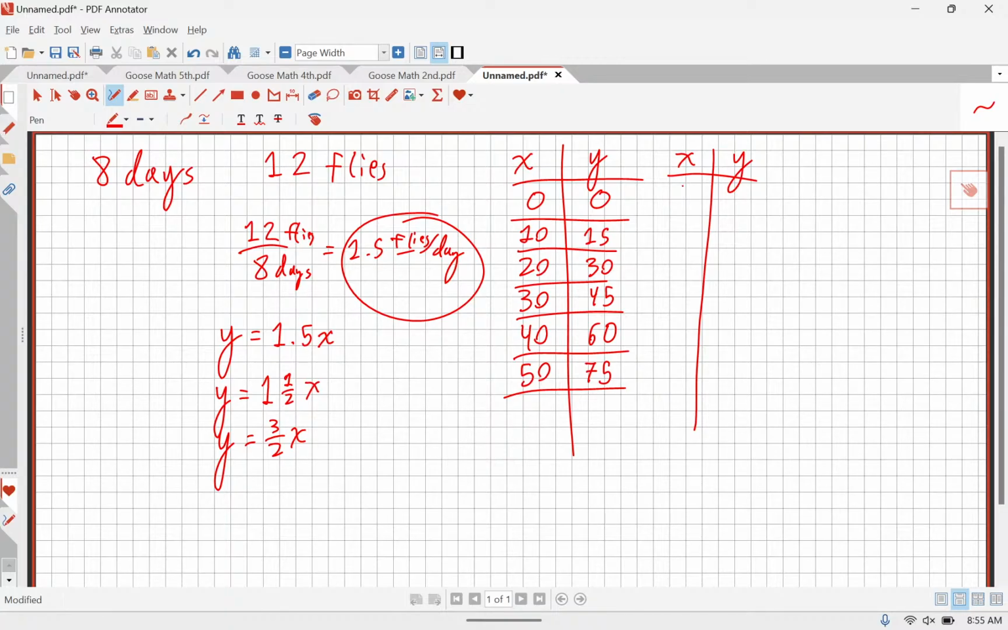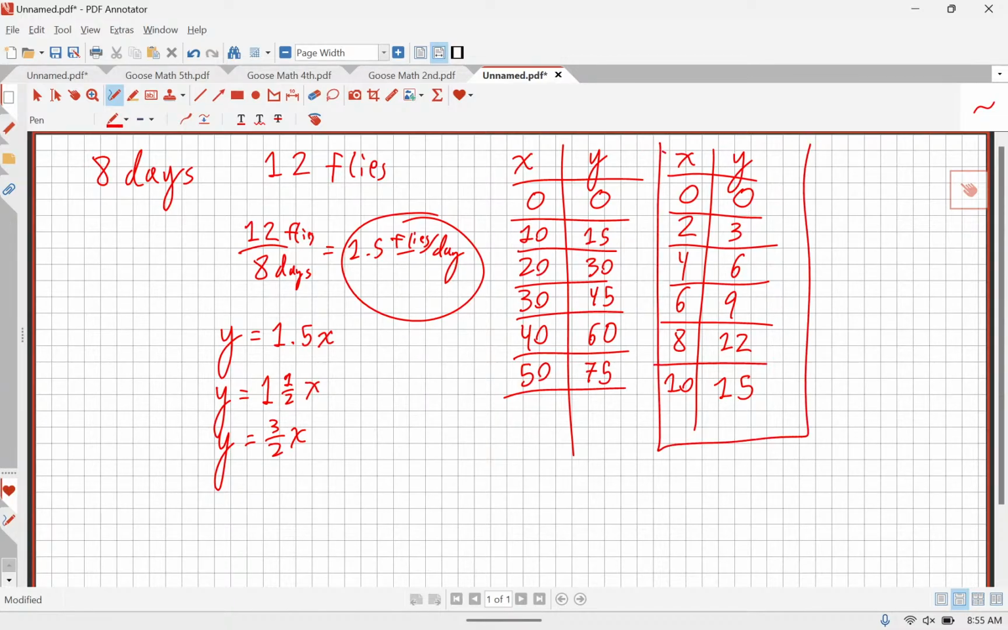Here's why I'm counting by twos: 0, 2, 4, 6, 8, 10. Addie, how many flies were 0? 0. How about 2 days? 3. And then? 6. And then? 9. And then? 12. And then? 15. Very good. Now, there's a reason that I really like this table and I really like this equation. Part of it is their relationship. If you check it out, guys, we'll get into that.